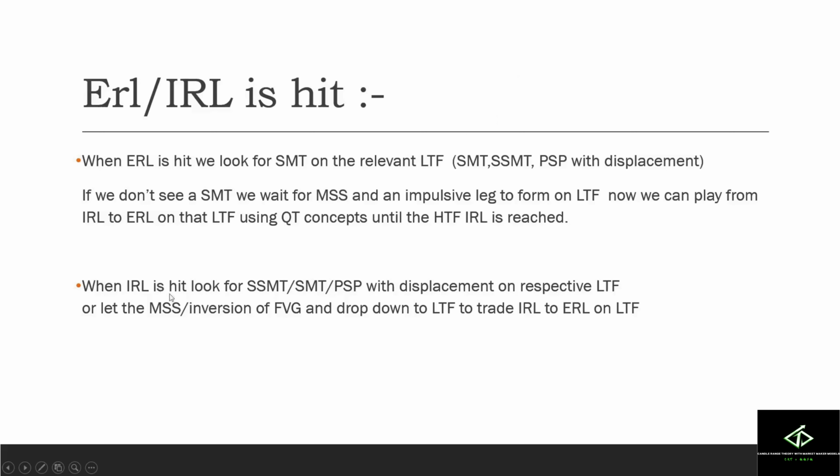And whenever internal range liquidity is hit, what will we look for? In that internal range liquidity or that fair value gap, we will look for the SSMT, SMT or PSP, right? Any of them will work.